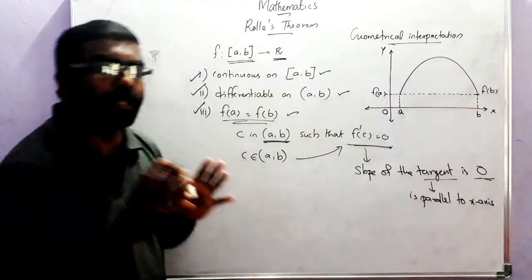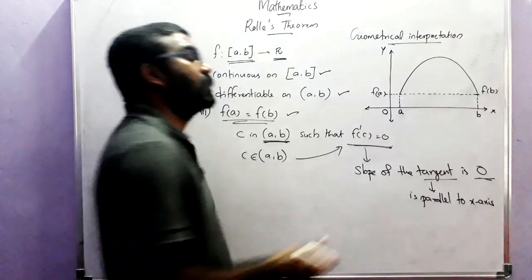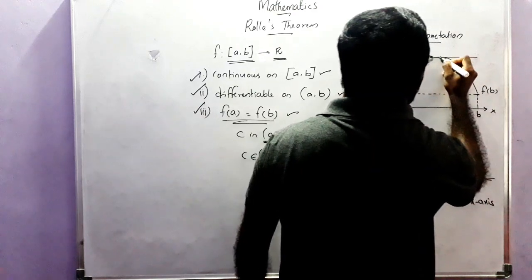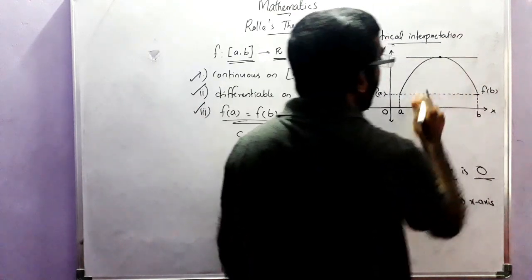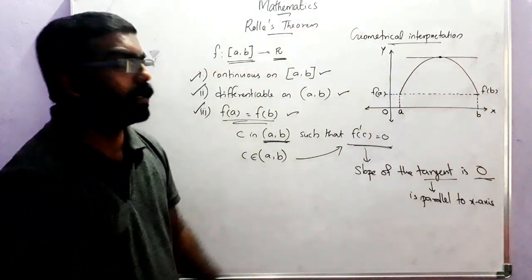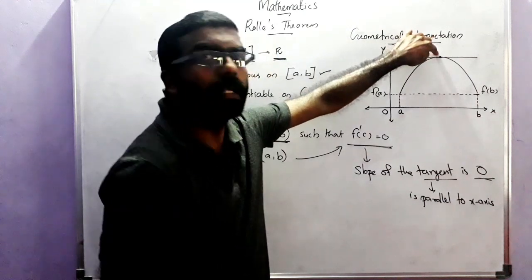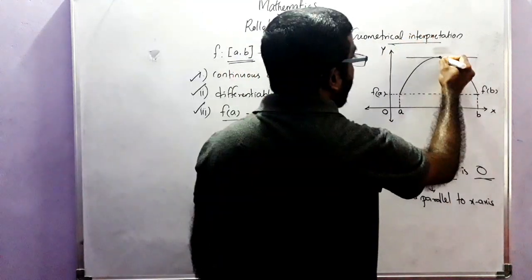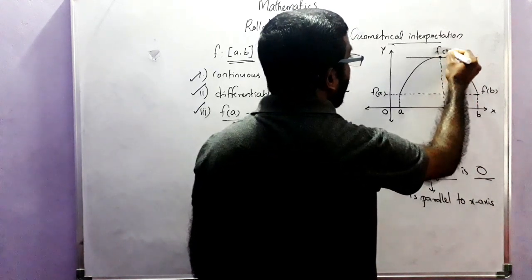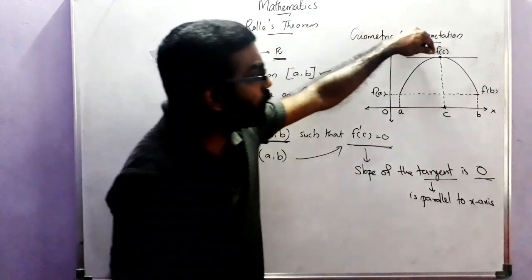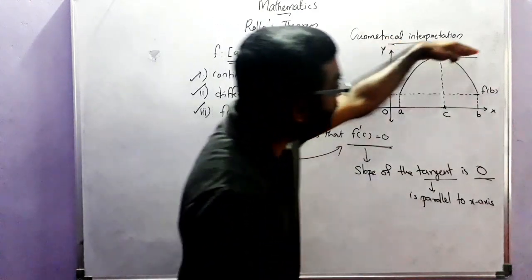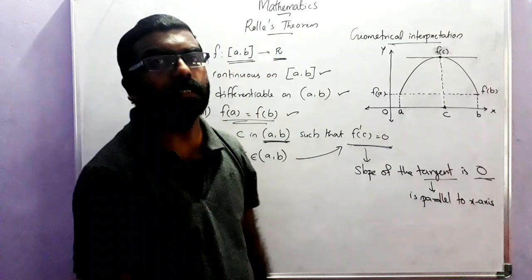So here we can find at least one point at which the slope of the tangent is 0, or the tangent is parallel to the x-axis. Here in this particular point, the tangent we drew is parallel to the x-axis. Clear? So in this point the derivative is 0. If we consider this point as c, then it will be f of c. And the derivative at that particular point, that is f dash of c, will be 0 because the tangent line is parallel to the x-axis. Understood?